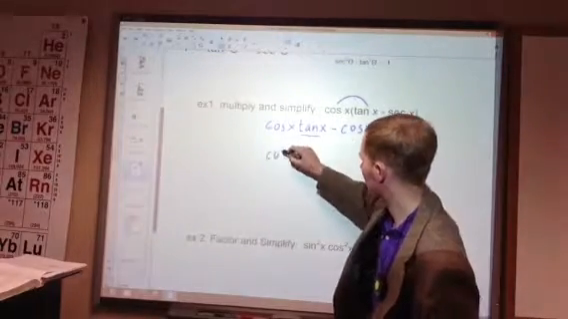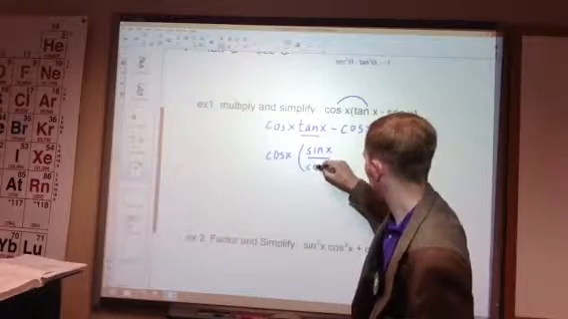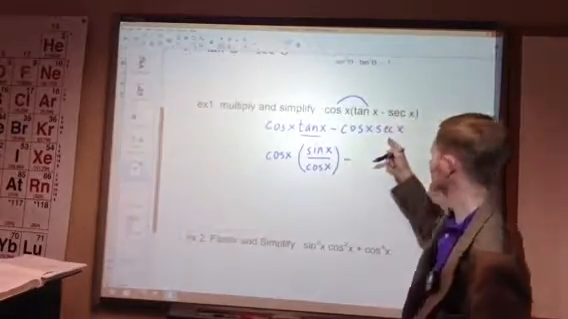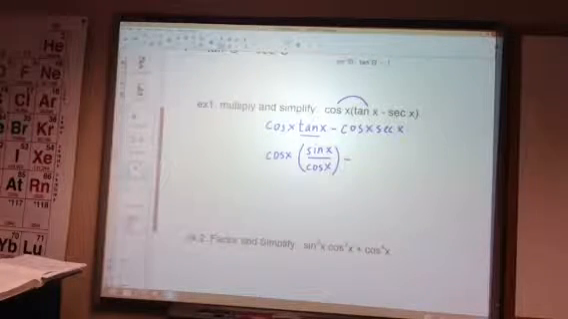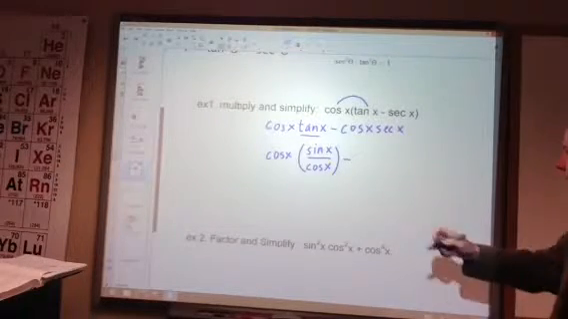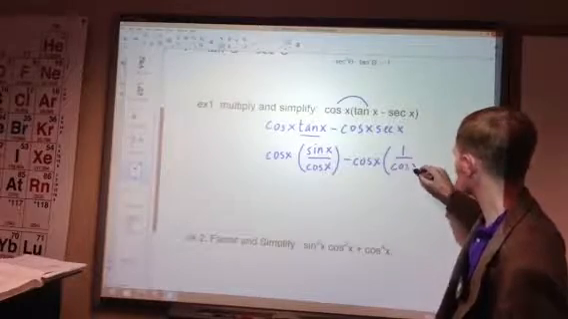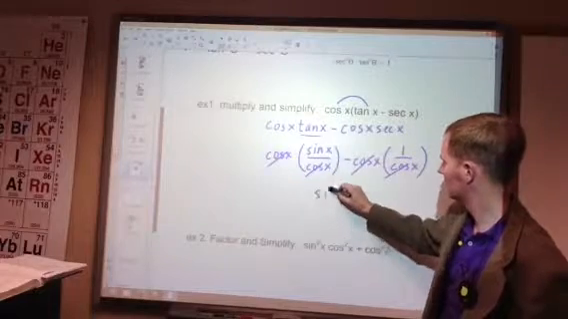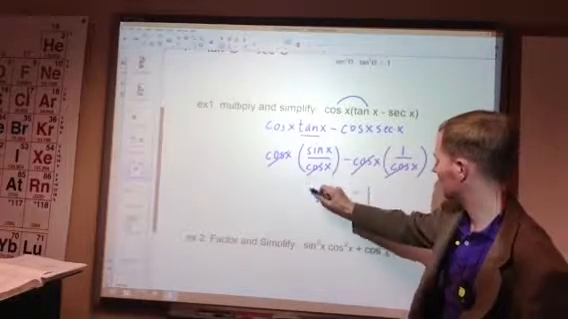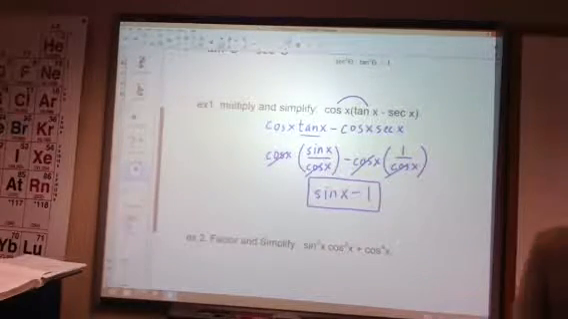So I can say cosine of x times sine of x over cosine of x. And what about secant? What is secant in terms of sine or cosine? It's the reciprocal of cosine, right? So I would have cosine of x times 1 over cosine of x. And then notice what happens. My cosines cancel, and I've simplified it down to sine of x minus 1.